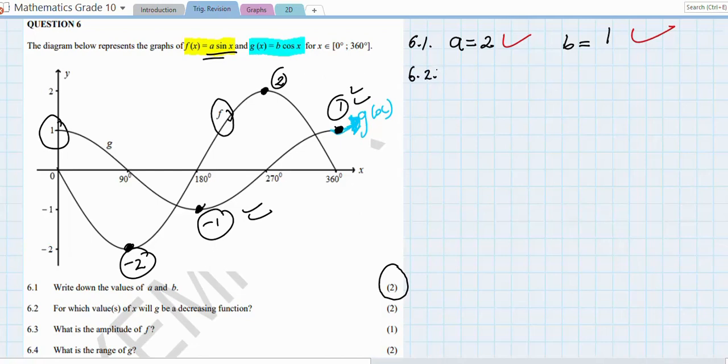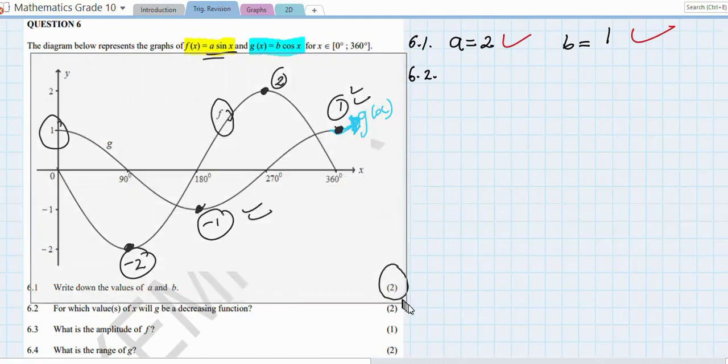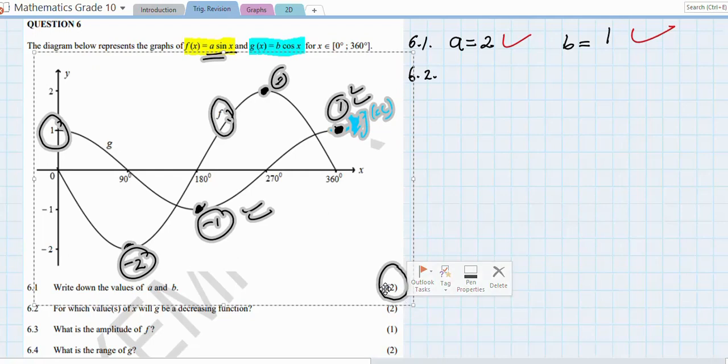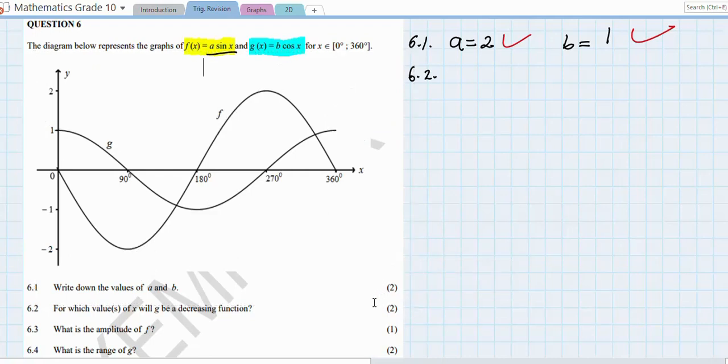for which value or values of x will g be decreasing? Now in this one also, it shouldn't be a problem. Let me show you quick. Chop chop. Now we look for the graph of G. We said, what is the graph of G? Here is the graph of G. It's indicated for us, right? We need to know, where is the graph going down? At which point is the graph going down?